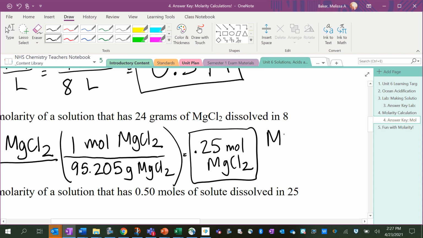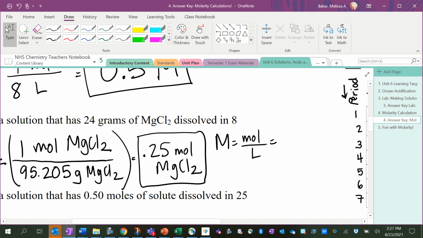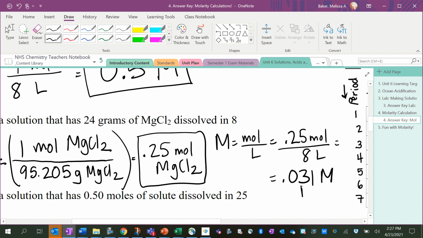Now we can calculate the molarity, which is moles divided by liters. So now we know it's 0.25 moles divided by 8 liters. Answer, 0.031 molar MgCl2.